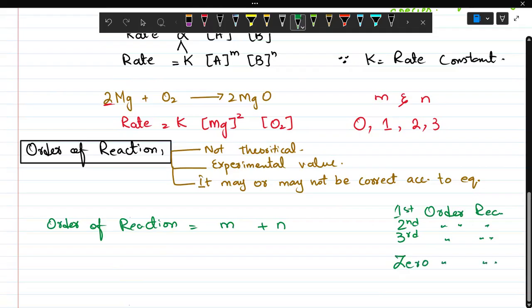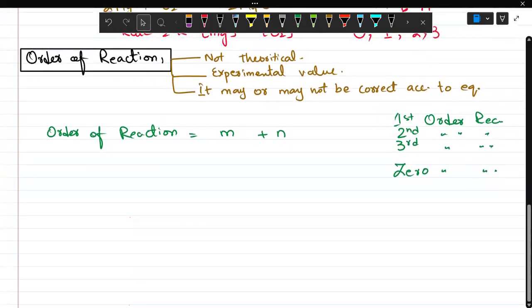Now the question arises: what is order of reaction, sir? Can you tell me that? What is order of reaction? Like how we know that M and N are the moles, order of reaction tells us how the concentration of a particular reactant affects the overall rate.